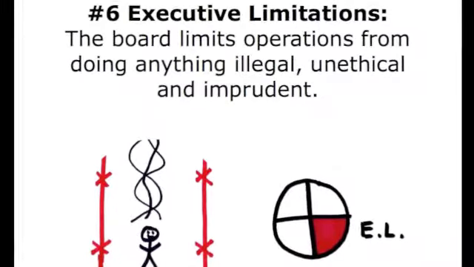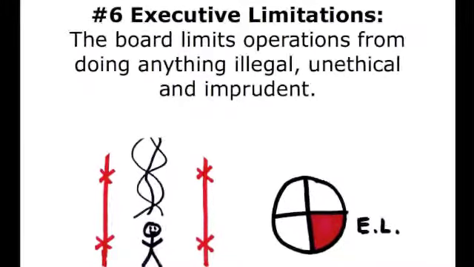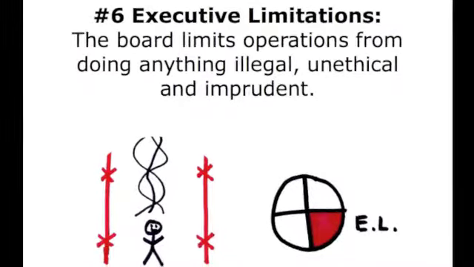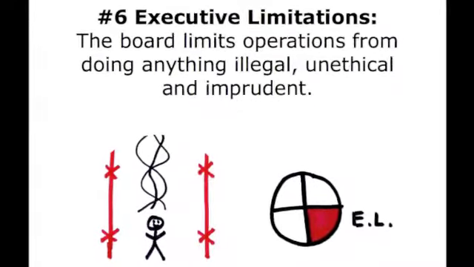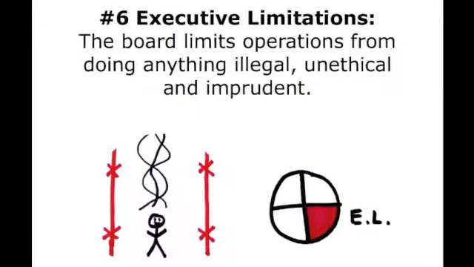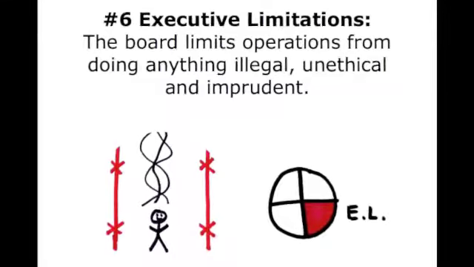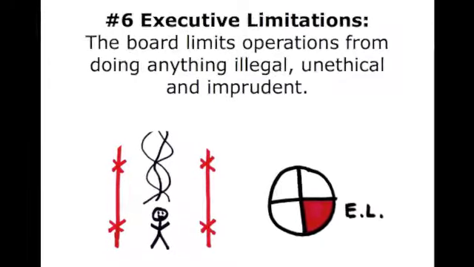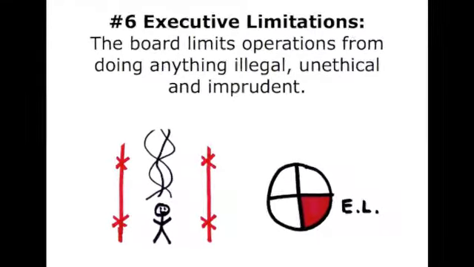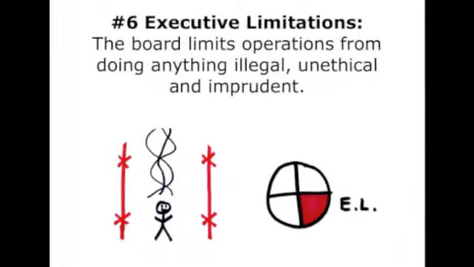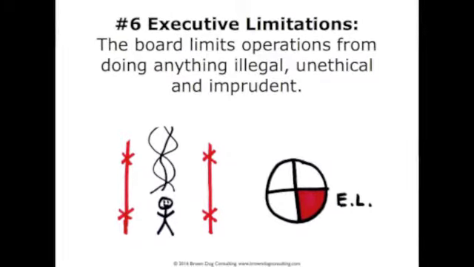The sixth principle brings us to the all-empowering executive limitations concept. Executive limitations is a category of board policy in which the board limits operations from doing anything illegal, unethical, and imprudent. Executive limitations are worded proscriptively, and this is empowering because the CEO does not have to bring every decision to the board for approval, but rather we've developed a go until we say stop approach. We've set out boundaries inside executive limitations, inside which ends can be achieved.